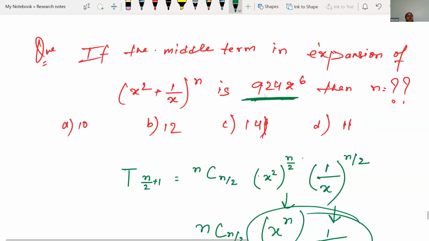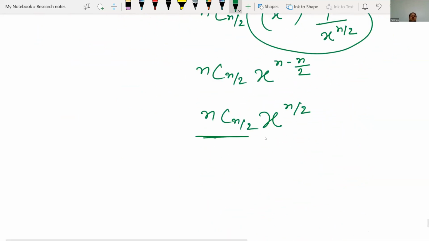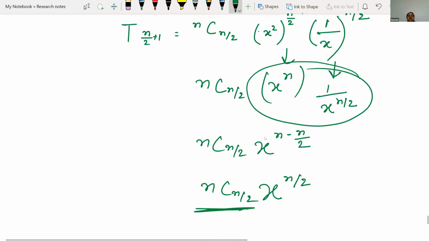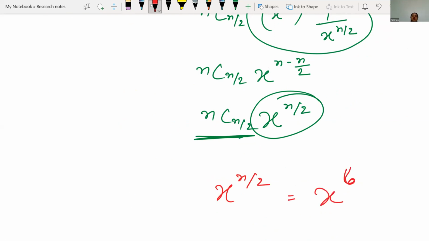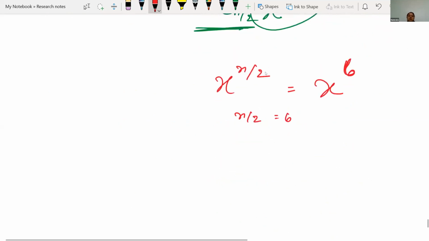This is what we got as a middle term. But the question says the middle term is 924 x to the power 6. So whatever will be the value of this, there is a x to the power 6 beside that. That means our x to the power whatever is there must be equal to x to the power 6. X to the power n by 2 we have got, but the question says the middle term is having x to the power 6. Can we compare it like this? So from here, can we say n by 2 is equals to 6 by comparing both the powers? N is equals to 12.